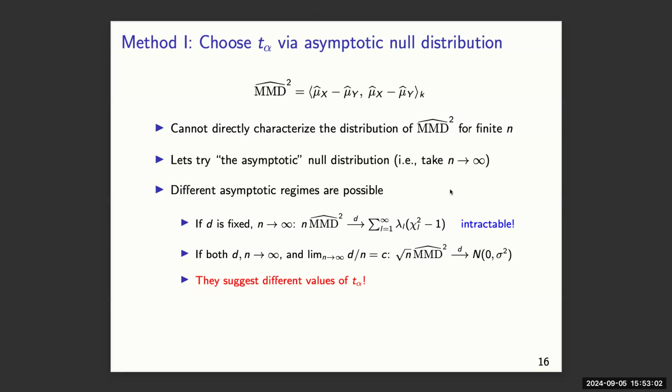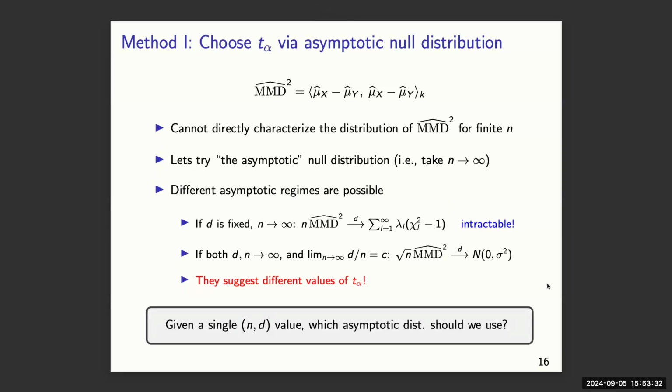So, okay, it's quite intractable, but if you look at a different dimension regime, so if you take both d and n to infinity at a proportional rate, so let's say d over n converges to some number c, then you can show that the square root of n times MMD squared converges to a Gaussian distribution with some variance, which again depends on the distribution. So this leaves us with a problem because... Does that sigma squared depend on c as well? Yes.